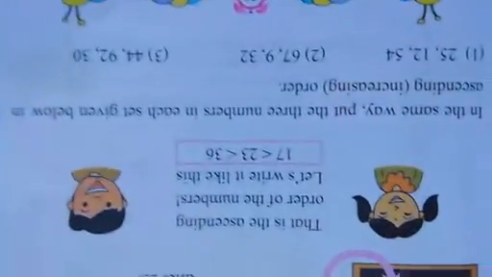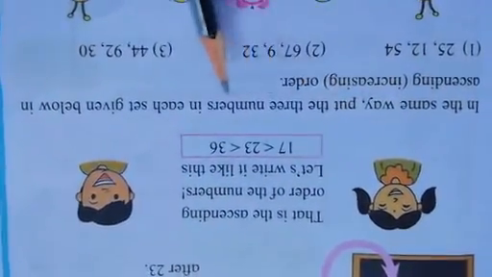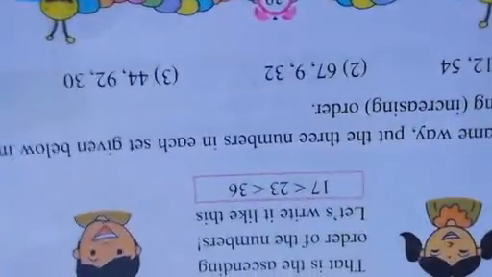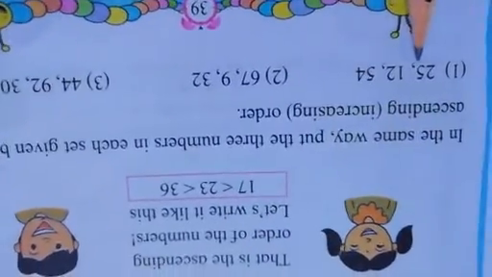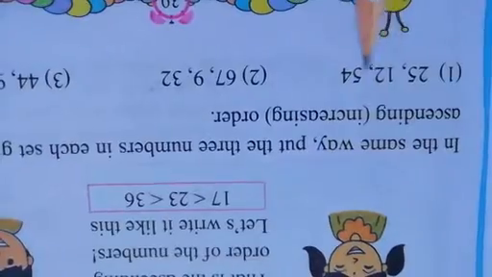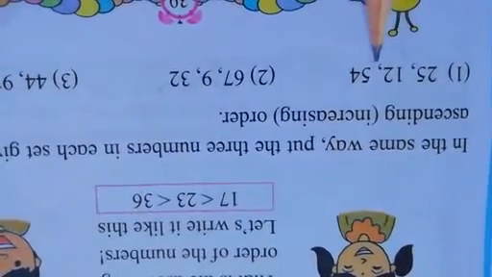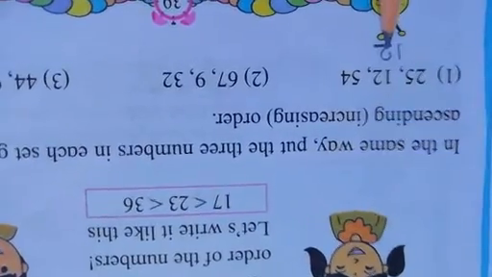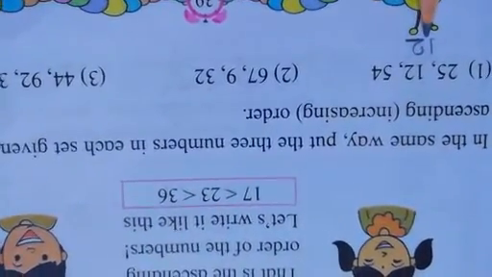Okay, so now see students, in the same way put the three numbers in each set given below in ascending order, means from smaller to bigger. First, see the first set: 25, 12 and 54. From these numbers, which is the smallest one? 12. So write down 12 first.